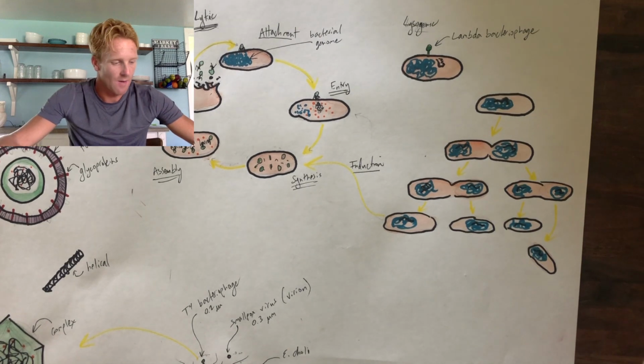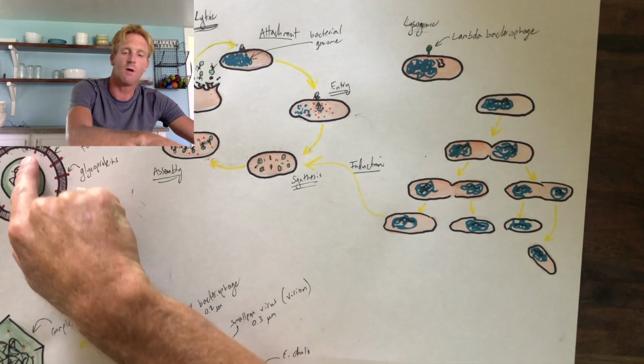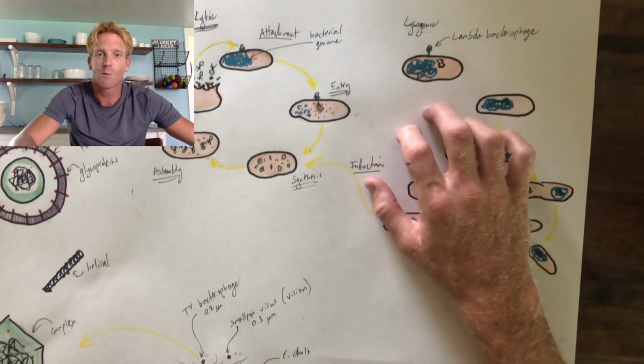Next time we're going to talk about how animal viruses are able to attach and enter onto animal cells, because it's a little bit different because a lot of those animal viruses contain an envelope, which we haven't really talked about yet. Okay? Thank you.